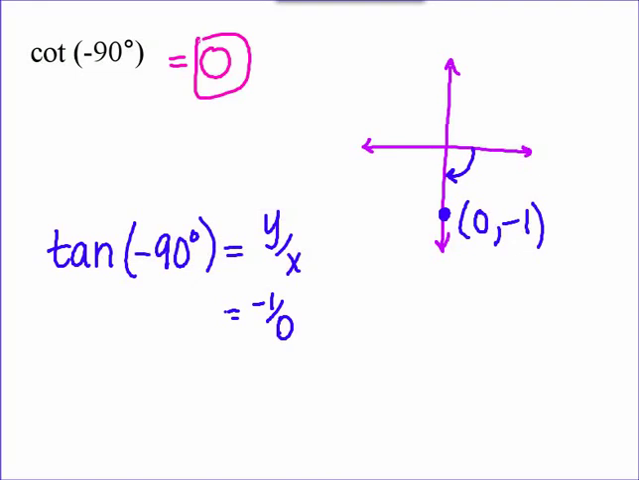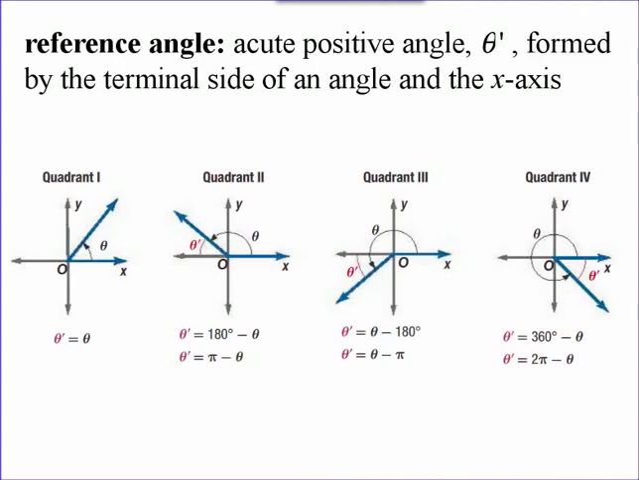So now what happens? So far we've got a pretty good grasp of the ones that are the quadrantal angles. So now we're going to talk about something known as a reference angle. What happens if the angle is not 90, 180, 270, if it's not on the axes? This is something that we need to talk about, and that's what is known as a reference angle. A reference angle is an acute, positive angle.